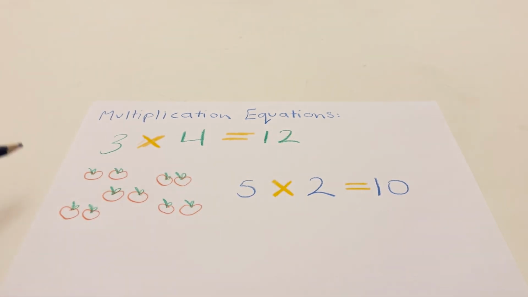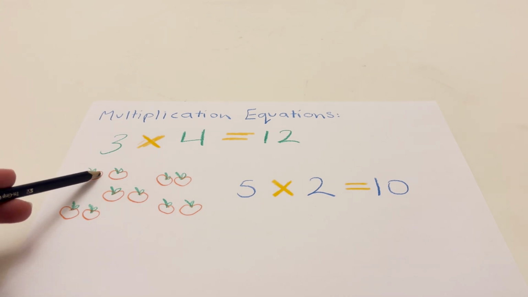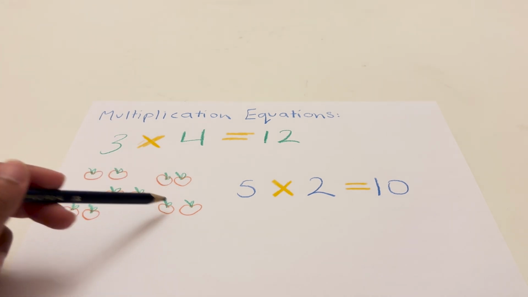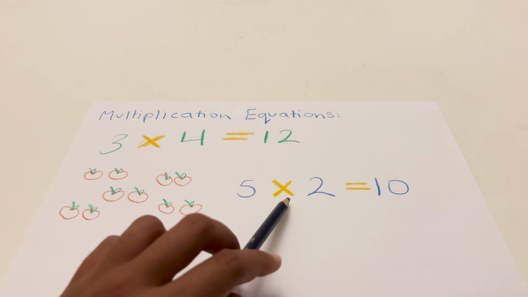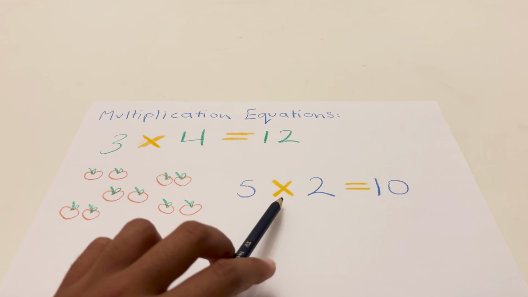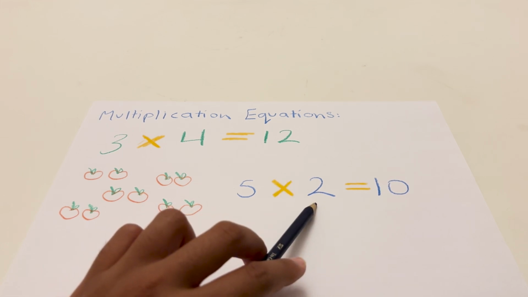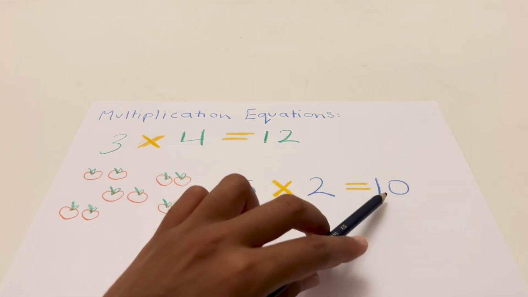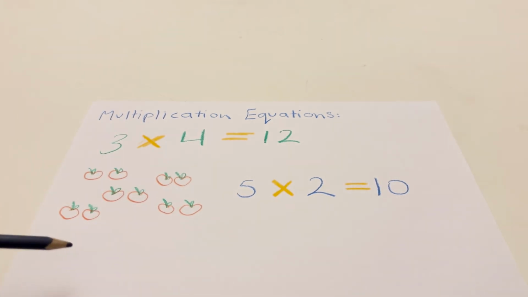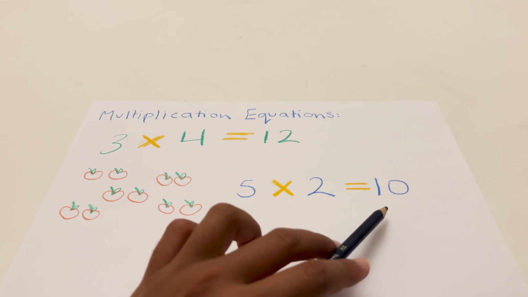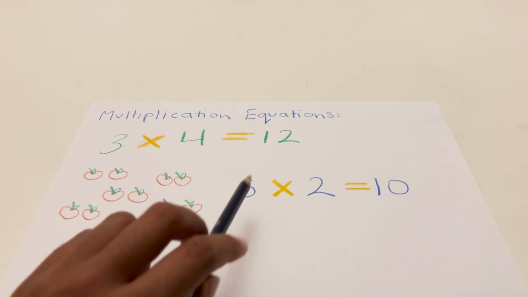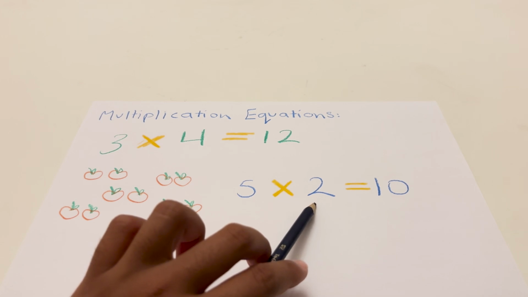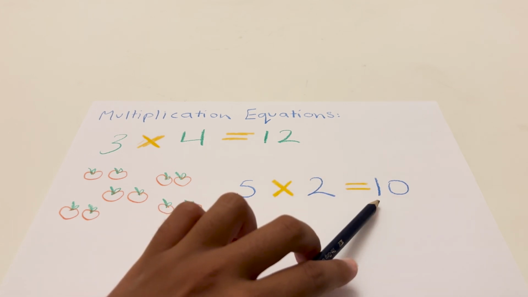For instance, if we have 5 groups, 1, 2, 3, 4, 5, of 2 apples, you write it as 5 times 2 equals 10. To represent it verbally, you can say 5 times 2 equals 10. This means that you have 5 groups with 2 apples in each group, making a total of 10 apples.